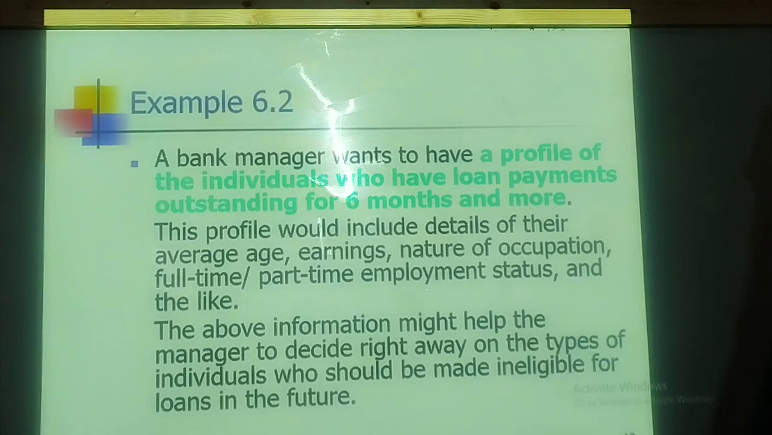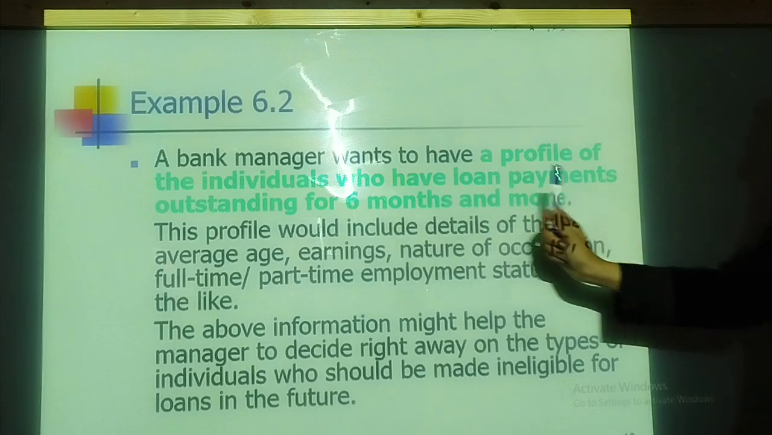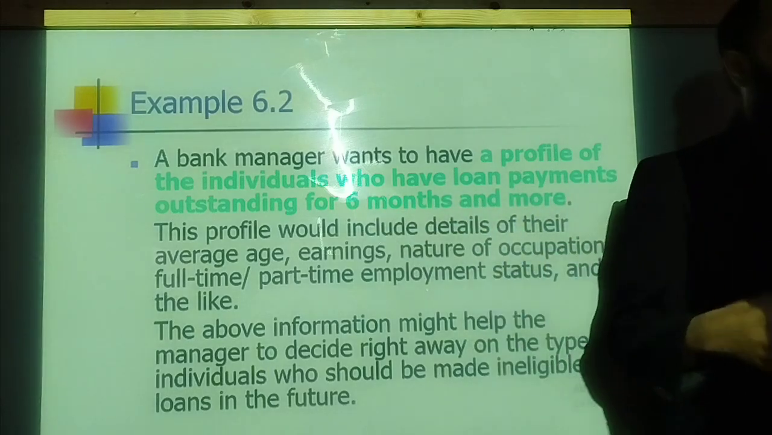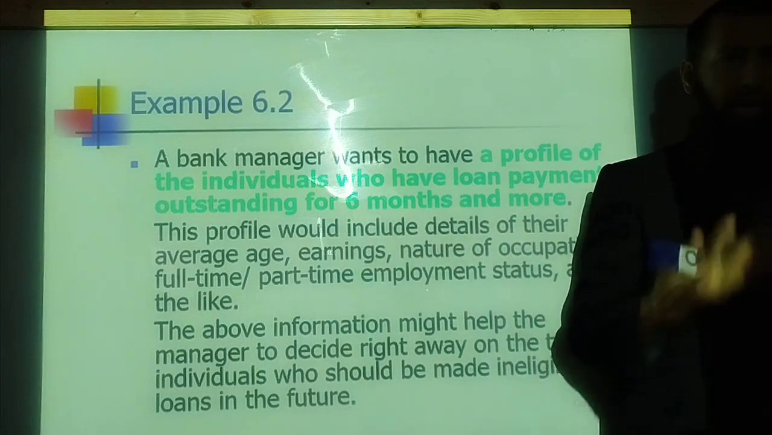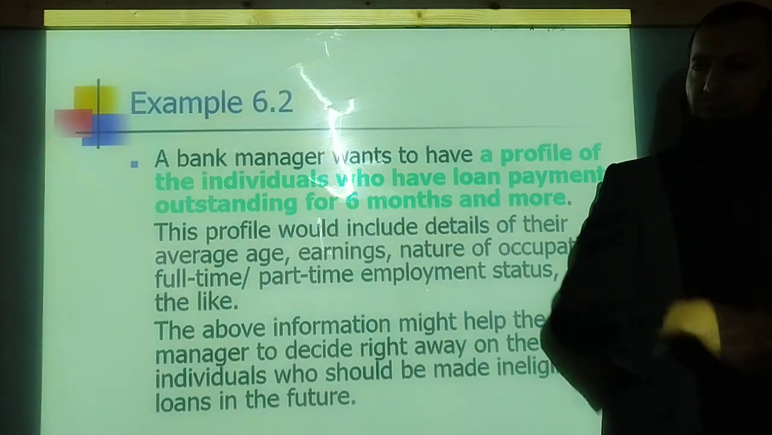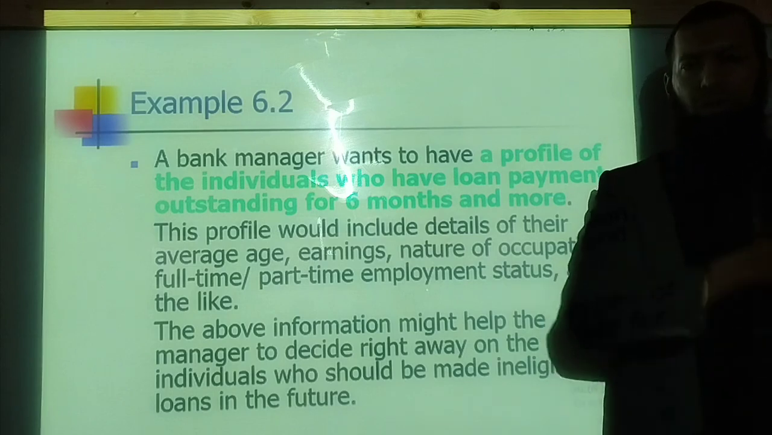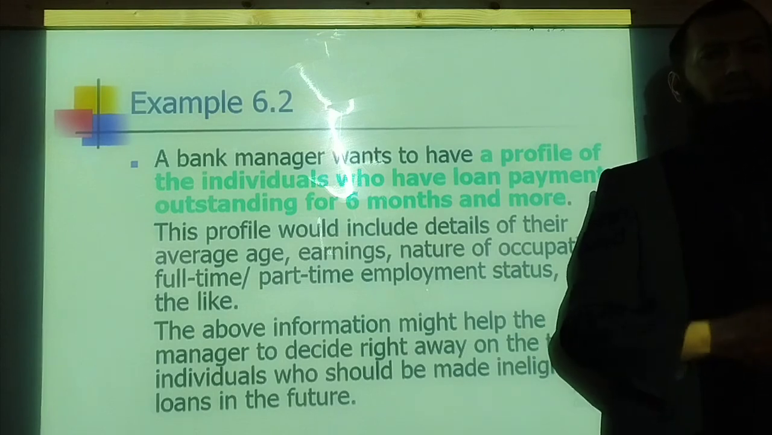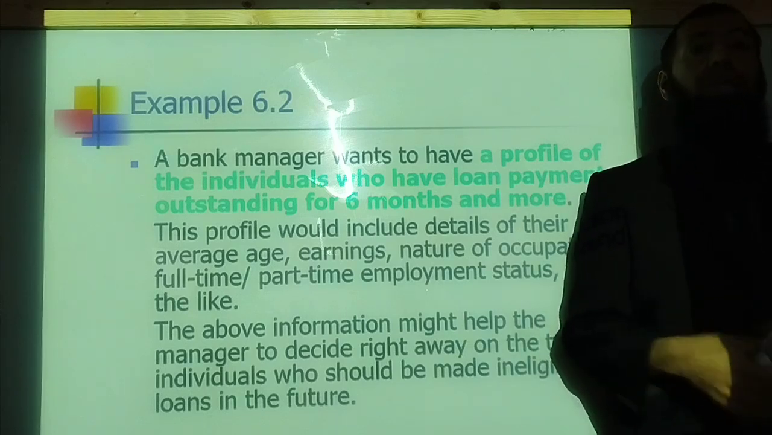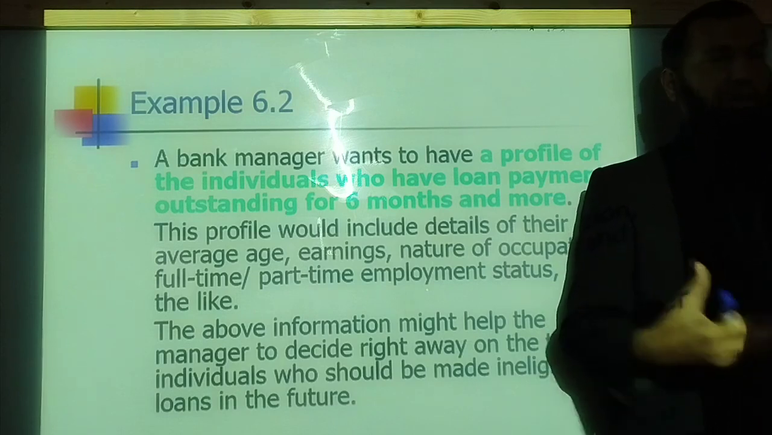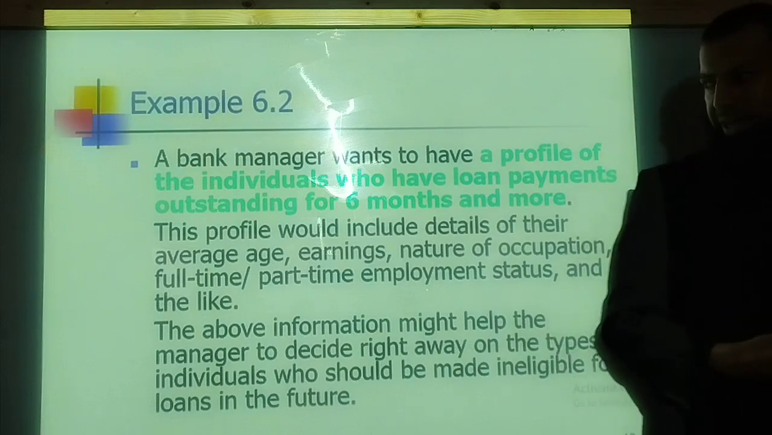Another example is there. A bank manager wants to have a profile of the individuals who have loan payments outstanding for 6 months. You might have come across the same concept. Obviously, that might not be scientific research. Your boss tells you, come up with the data. I want to see which customers have not been buying from us since 2017. Bring the report. That is descriptive, which tells you details about the customers. So in descriptive research, basically we try to assess the situation. Next.